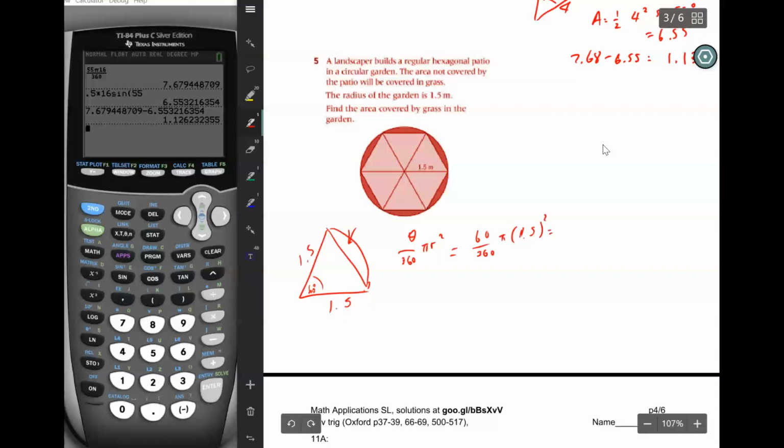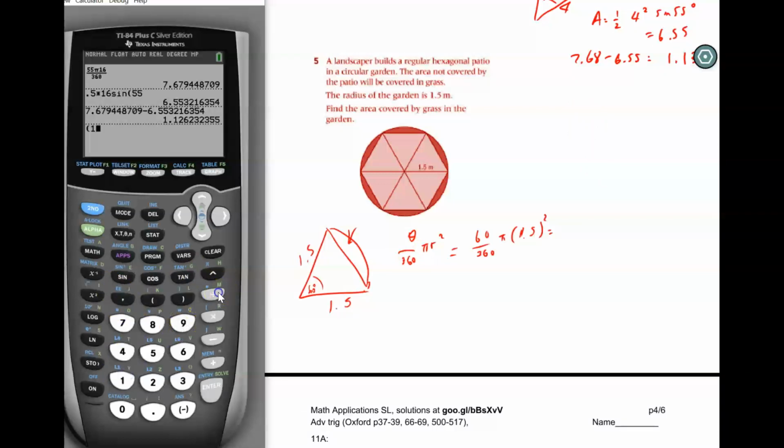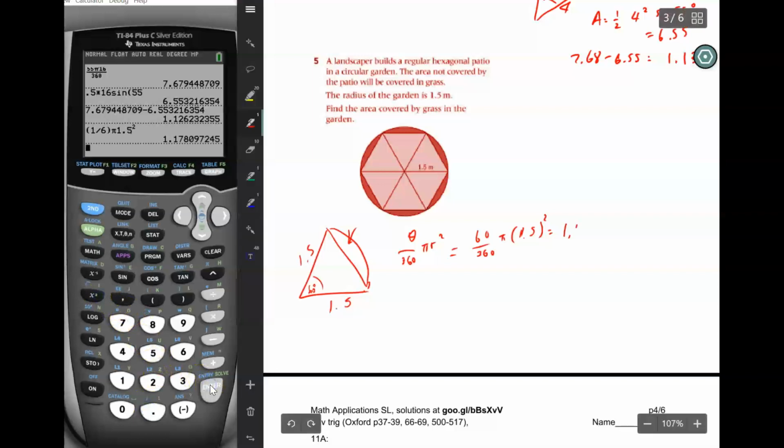So I can do that on my calculator here. 60 divided by 360 is 1/6, right? So I'll have 1/6 times pi. Oops. Where's the parentheses? Pi 1.5 squared. 1.5 squared. And that gives me 1.18 for the whole pizza.